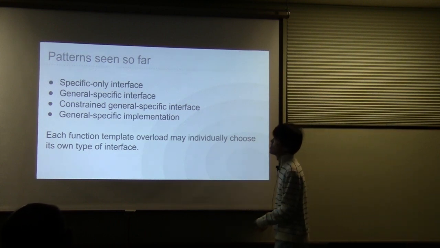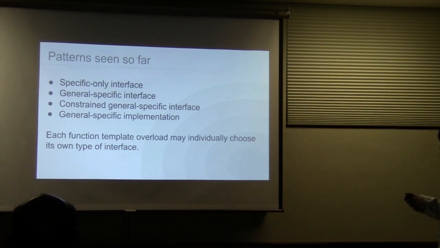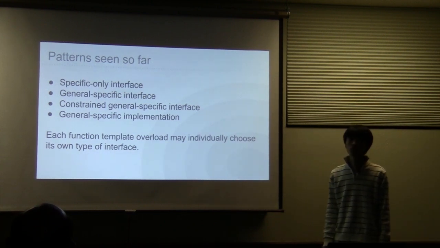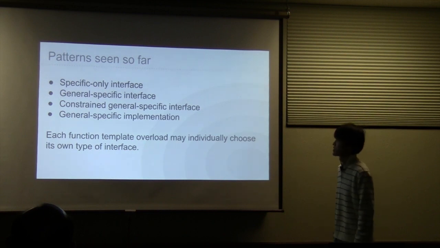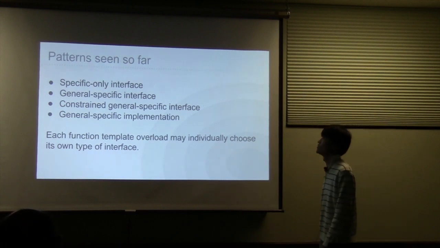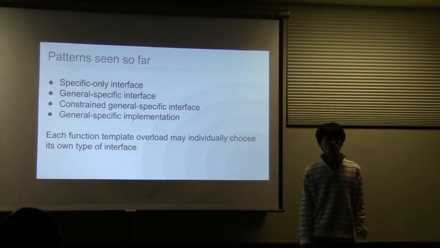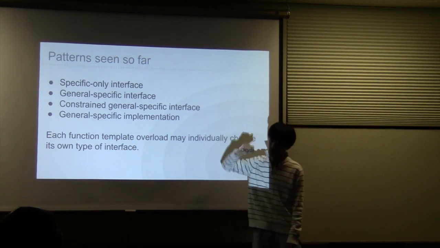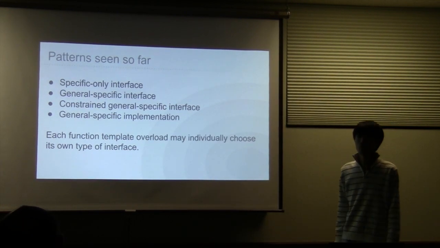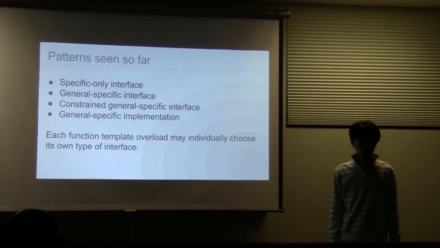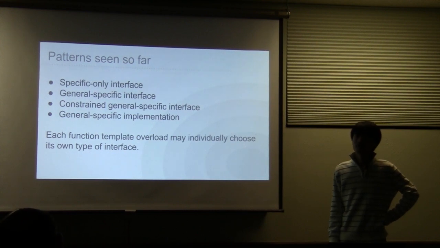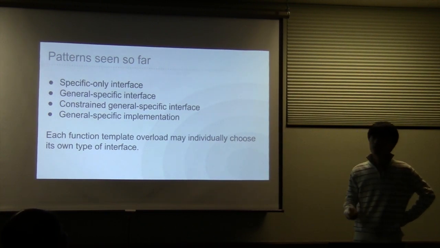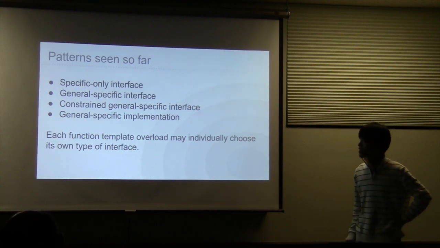Okay, pattern seen so far. We have specific interface, general specific interface, and we know how to constrain them. And I also showed you an example in which overloading resolution itself is better than template metaprogramming. And if your overload set is complex enough, each base template may choose a different type of interface. But fortunately, if the base template is not ambiguated, when I say ambiguous templates, I mean after the function template partial ordering finishes, one base template is selected. We'll call it ambiguous in base template.